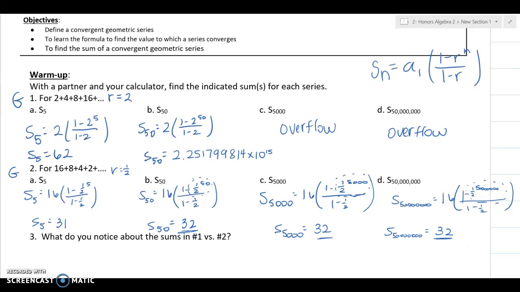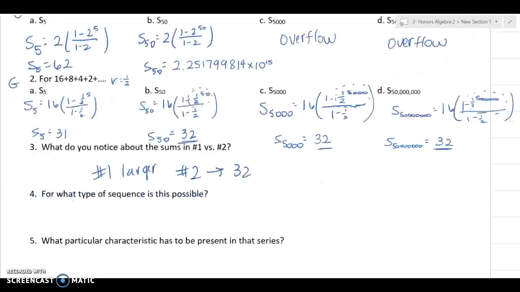And this is what you call an infinite sum. The infinite sum in a geometric series is when, no matter what the n is, it starts approaching the same value. So if you look at number 3, it says, what do you notice about the sums in number 1 and number 2? In number 1, they just keep getting larger, but in number 2, they're all approaching the same value of 32.